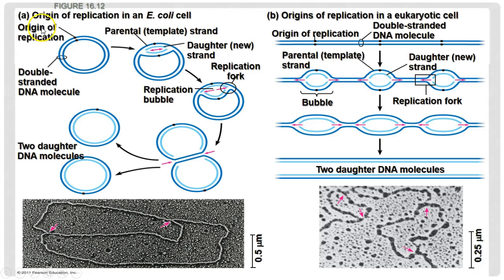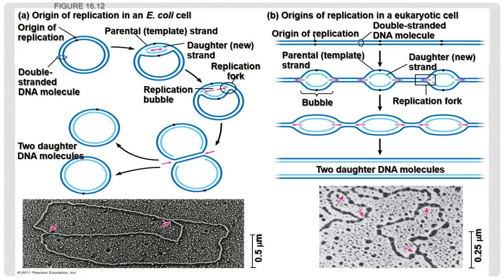In bacteria, there is one origin of replication. Since they have 1 chromosome and it's circular in shape, they have 1 origin of replication, and then the replication proceeds from there. 1 bubble with 2 replication forks, 1 on each side of that, and that produces our 2 DNA molecules.